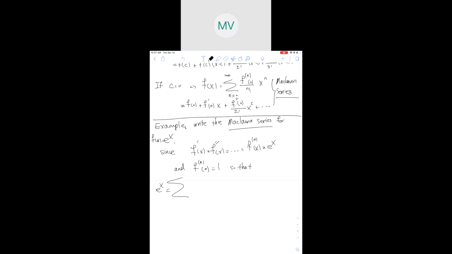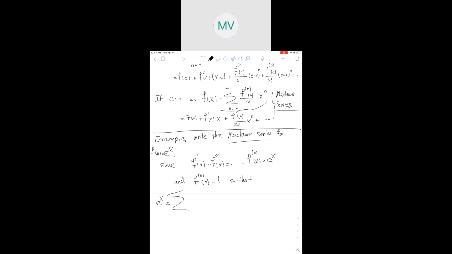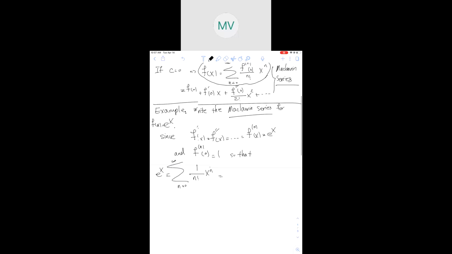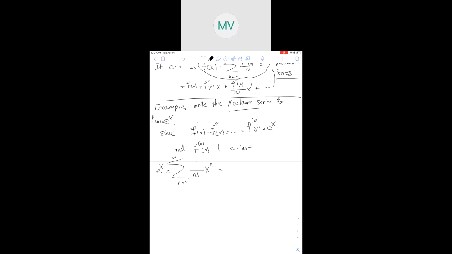So the Maclaurin series for e to the x equals, remember we're trying to apply this formula, the derivatives of f at 0 are 1, over n factorial, x to the n, from 0 to infinity. And it's 1 plus x plus x squared over 2 factorial plus x to the third over 3 factorial plus so on. So this guy is the Maclaurin series for e to the x.